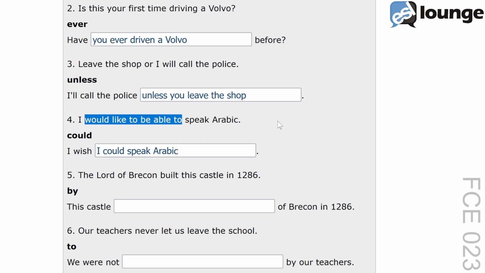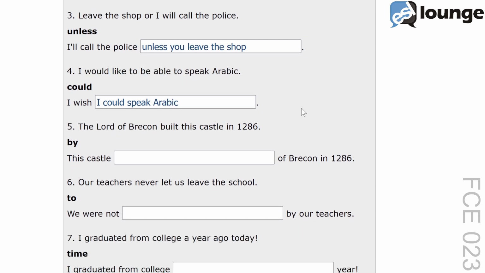On to question 5. The original sentence is, the Lord of Brecon built this castle in 1286. The keyword is by, and the second sentence is, this castle blank of Brecon in 1286. The correct answer is, this castle was built by the Lord of Brecon in 1286.